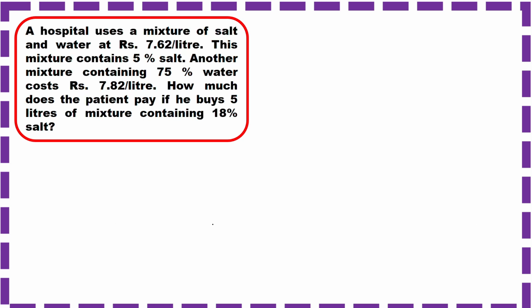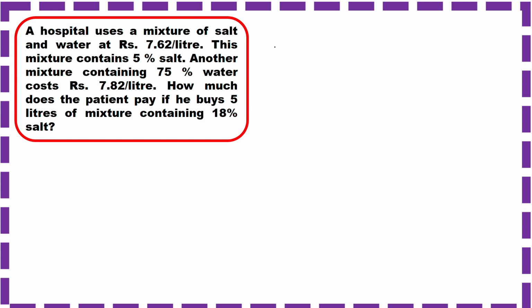A hospital uses a mixture of salt and water at rupees 7.62 per liter. This mixture contains 5% salt. Another mixture containing 75% water costs rupees 7.82 per liter. How much does the patient pay if he buys 5 liters of mixture containing 18% salt?